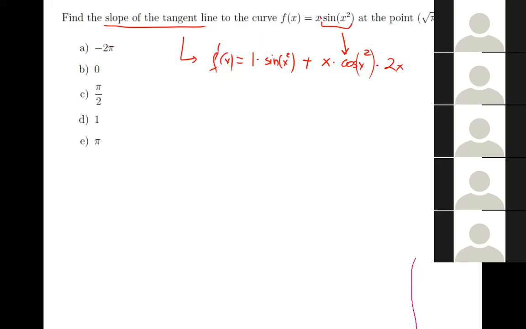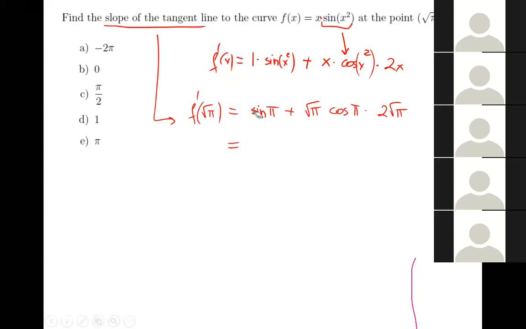Good. And again, I will not mess up this. I will just substitute, because slope actually is the derivative at the given point. That means sine, if I square root of pi, I will get pi. This will be square root of pi, cosine at pi, 2 root pi. Okay? Again, unit circle. Who can tell me sine of pi? Sine of pi, it's 0, thank you.